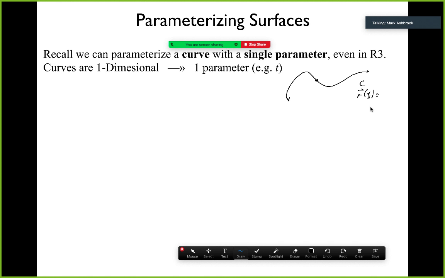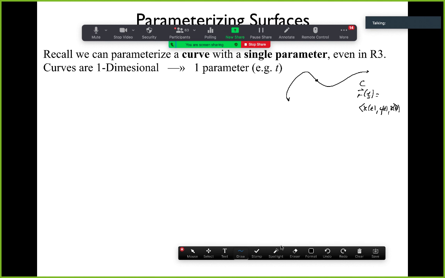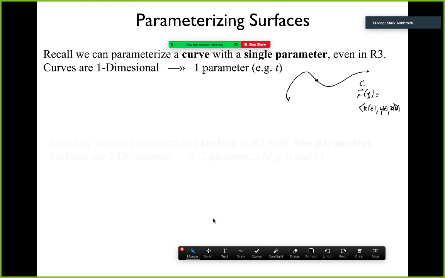And so you have one variable t to write, if it's in R3, x, y, and z for all points on the curve. That's what a parameterization does. It represents all points, in this case, on the curve. It generates all the points by different values of t.